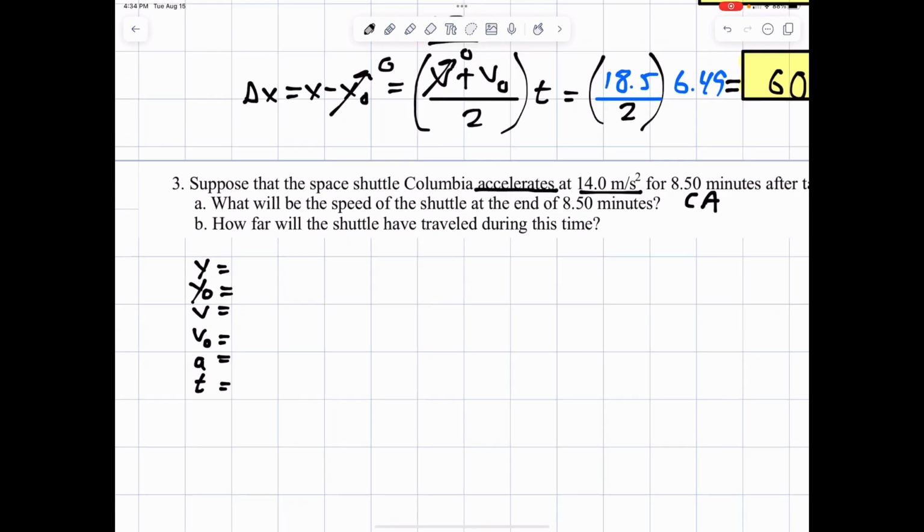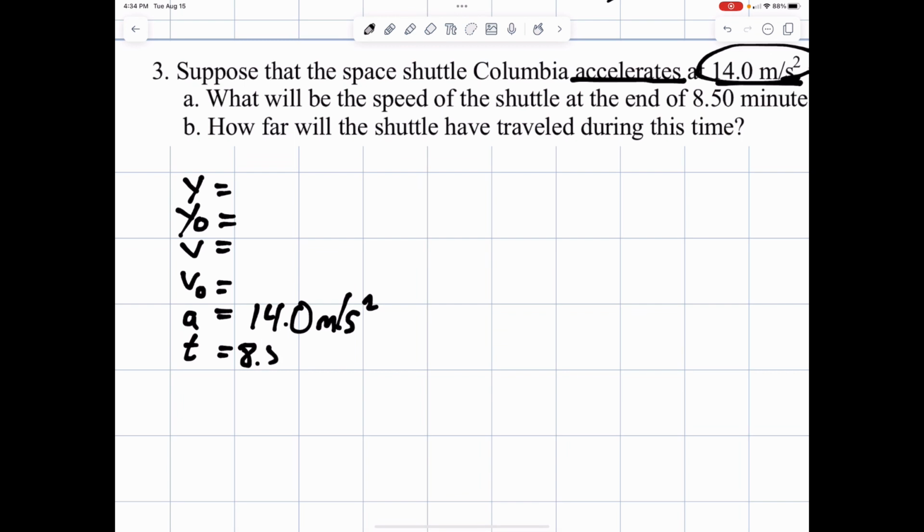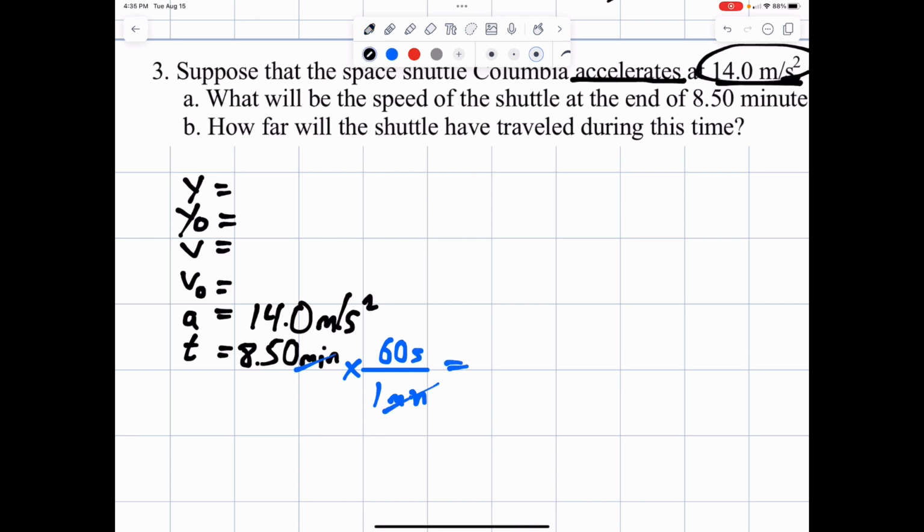Now let's reread one more time. Suppose the Space Shuttle Columbia accelerates at 14 meters per second squared. Well, we're given the acceleration there. For 8.5 minutes. Well, there's something wrong with that. This unit of minutes and that unit of seconds don't match. You got to make them match. So we're going to set up a conversion factor such that 1 minute has 60 seconds. We're converting minutes into seconds. So 8.50 times 60 would be 510 seconds.